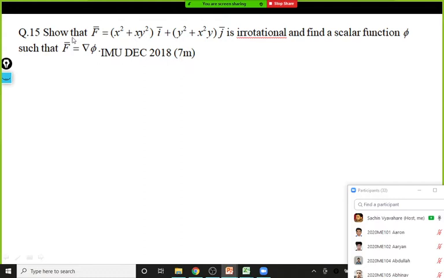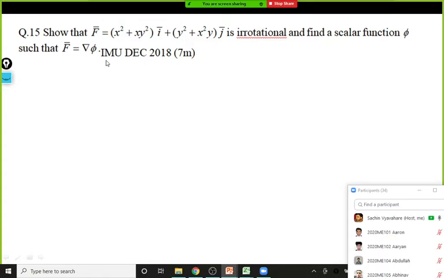So the first part, that f bar is irrotational, is for 2 marks, and finding the function phi such that f bar equals del phi will be 3 marks. So that is the mark distribution for the two parts of the question. We'll come to the first part.